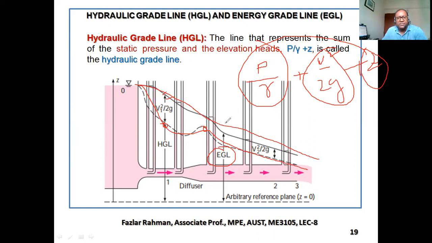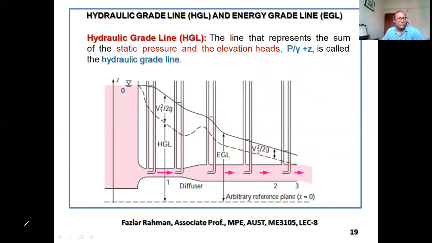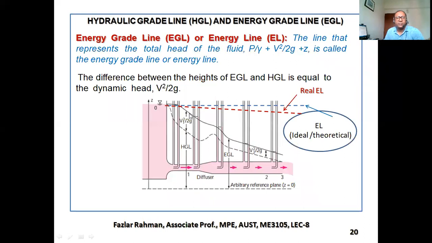So how do we see it? The bottom one is the summation of pressure and potential energy, P by gamma plus Z. And this one, all three, that means the difference, this much distance, represents the kinetic energy of the fluid. Okay. Any question? No? Okay. So I feel all of you are doing great and you are understanding.